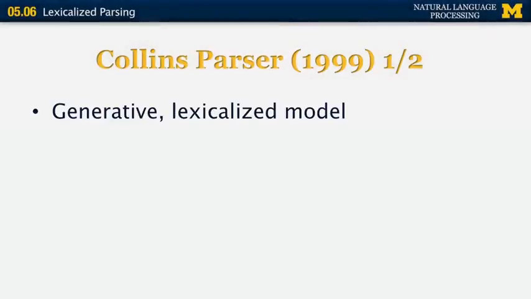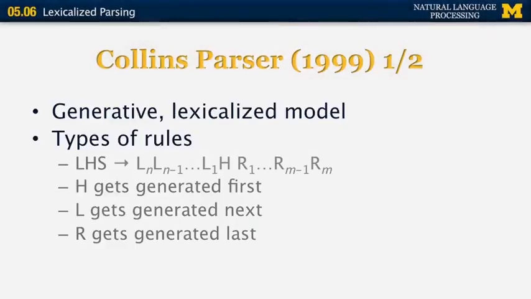Okay, so one of the most popular parsers that involve lexicalization is the Collins parser. The version from 1999 is the one that I'm going to use as an example. So this model is generative, and it has the following types of rules. Every left-hand side is turned into a sequence of L's, an H, and a set of R's. L's are the things that appear before the head. R's are the things that appear after the head.